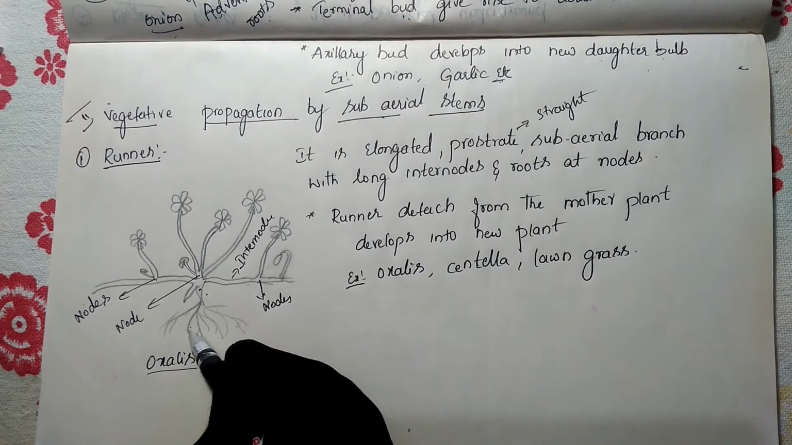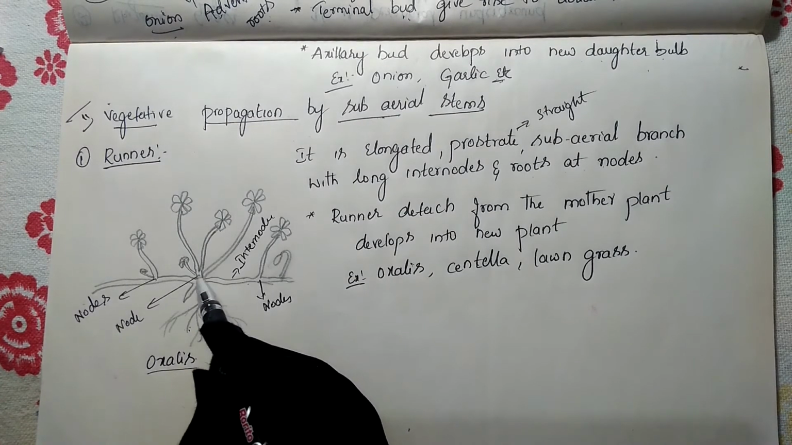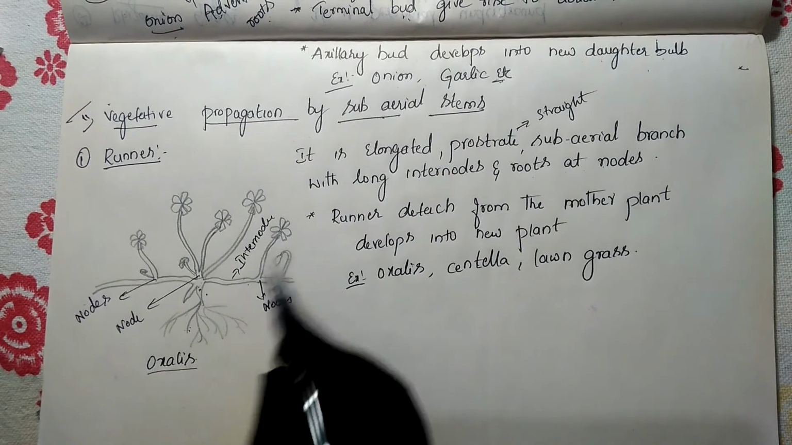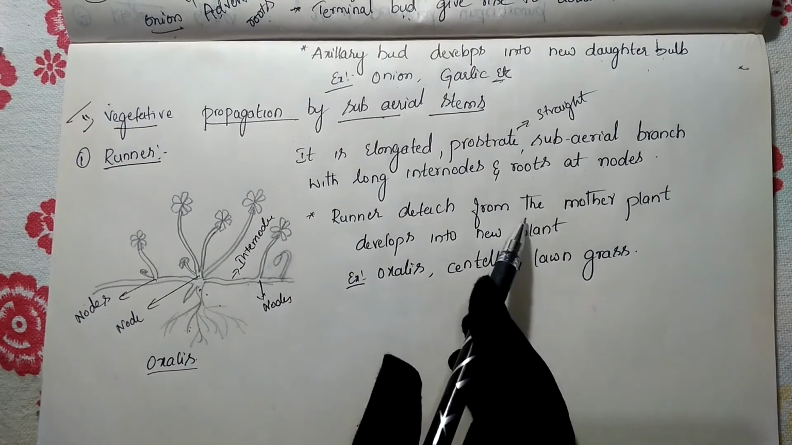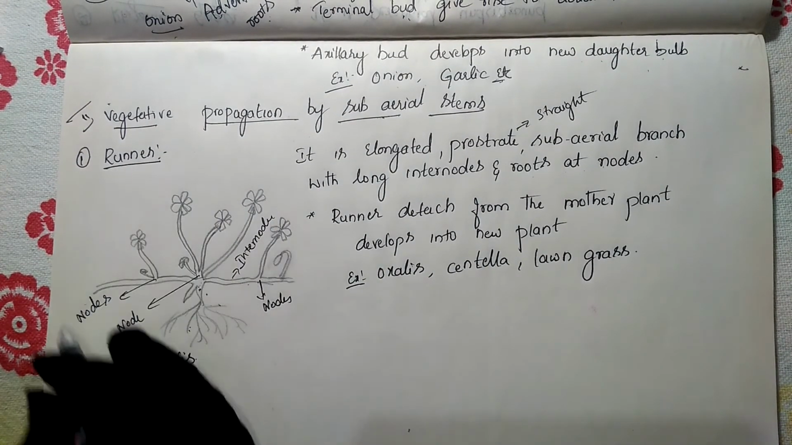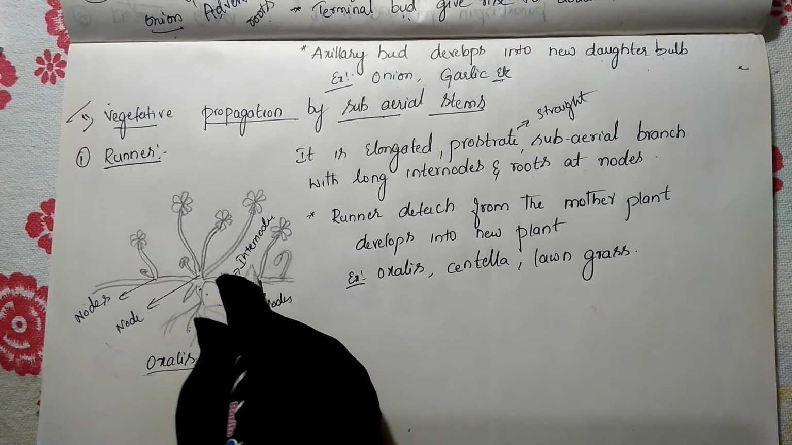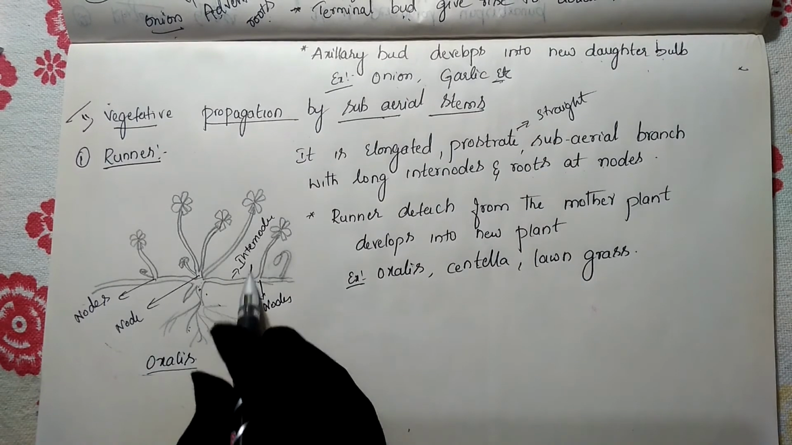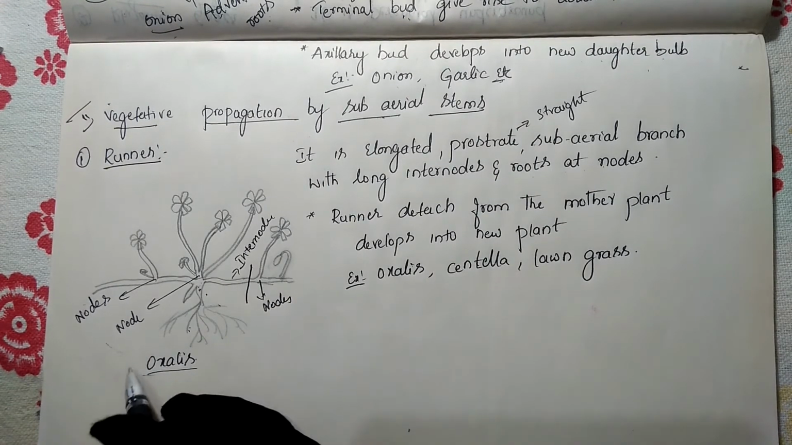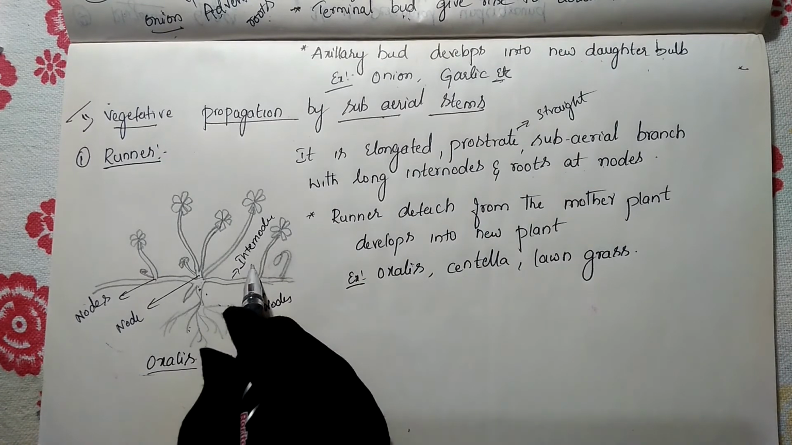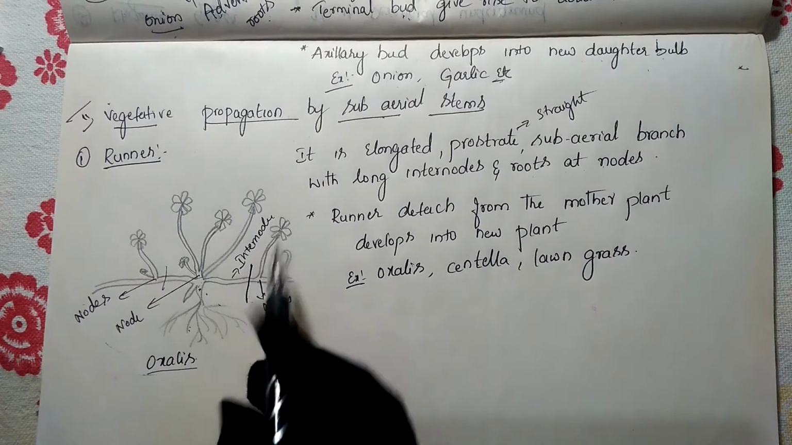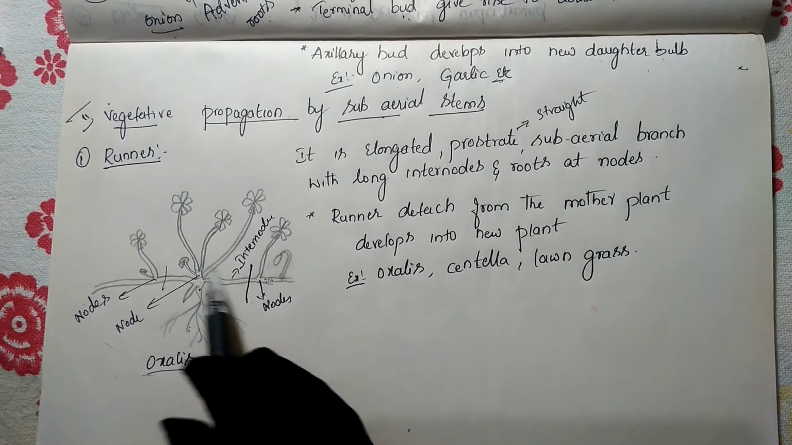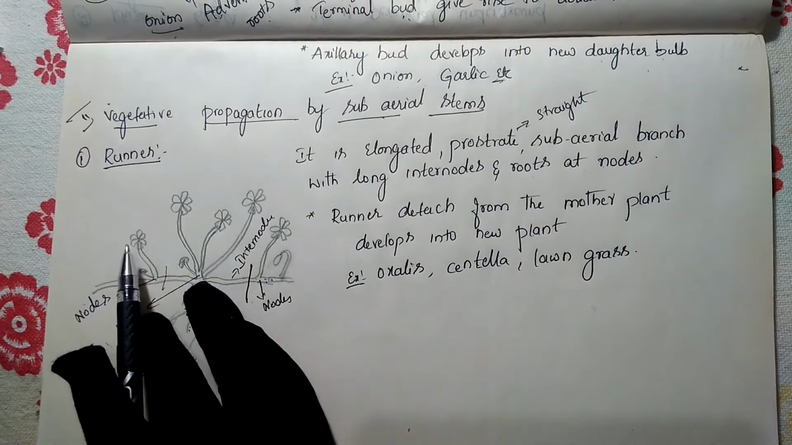From the nodal region the roots arise, and from this nodal region the long branches also arise. When this runner gets detached from the mother, separated by natural calamities, that part completely develops into a new individual. This is the mother plant. If it detaches here or here, the broken part develops into a new individual, the offspring of this parent.